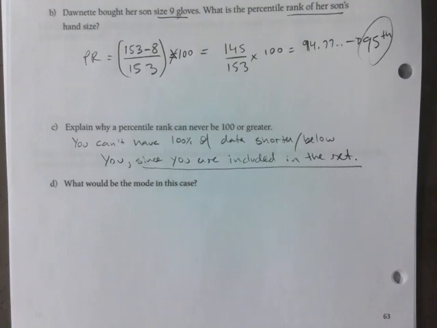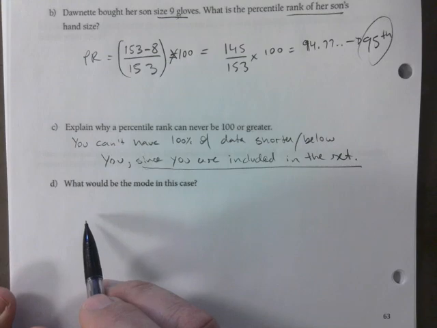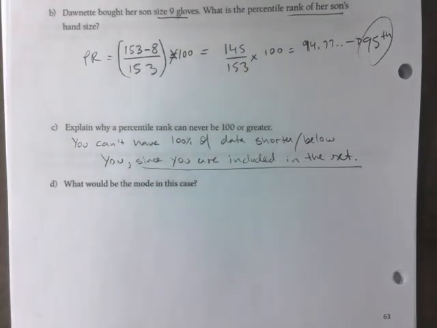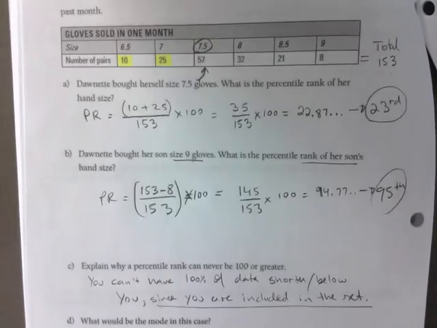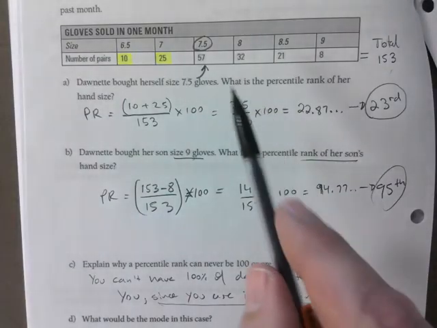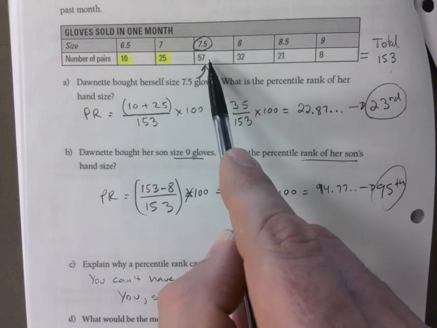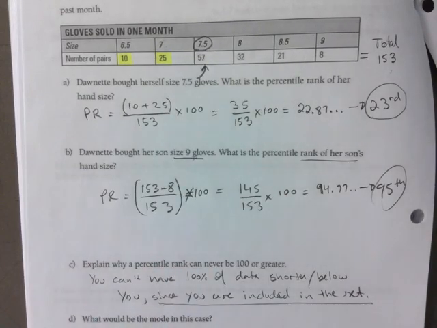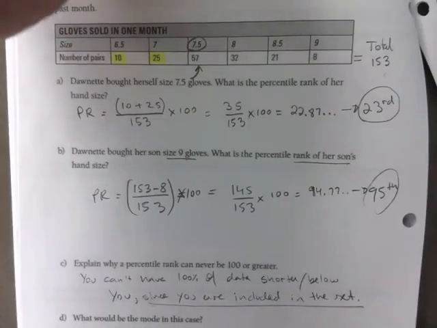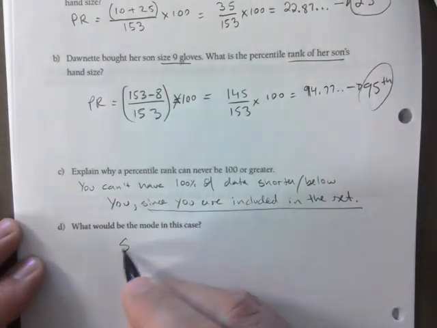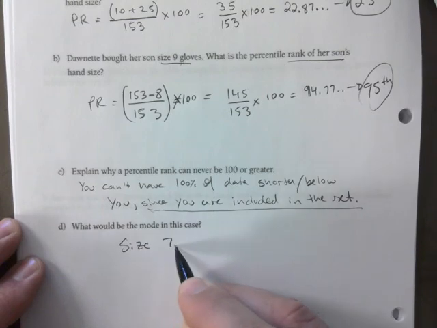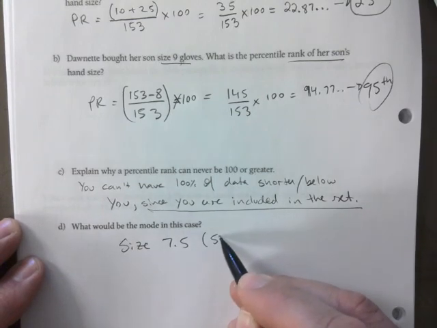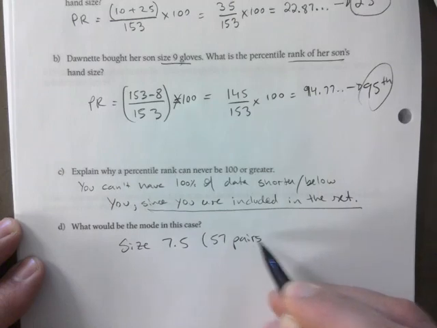What would be the mode in this case? What's the mode of sizes? Which one was sold the most? That's what you've got to look at. 7.5, right? 57 pairs were sold of that size. So the size, I'm going to go back down here. Size 7.5, because there are 57 pairs sold.